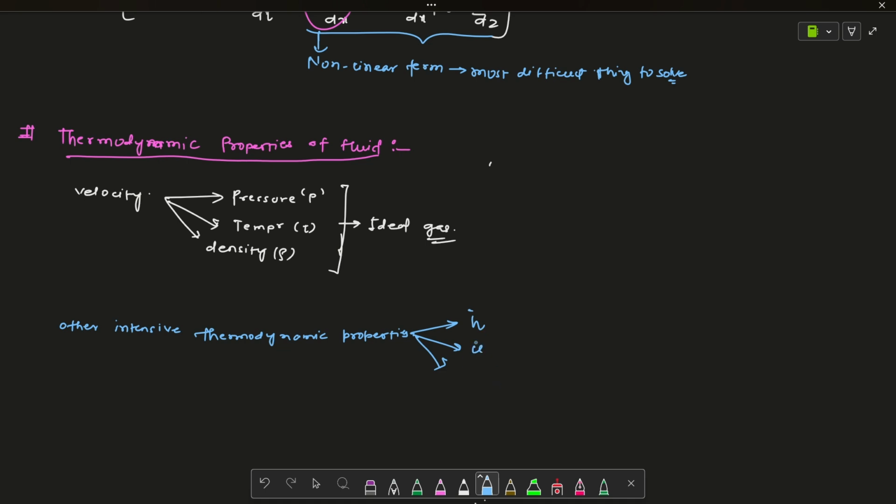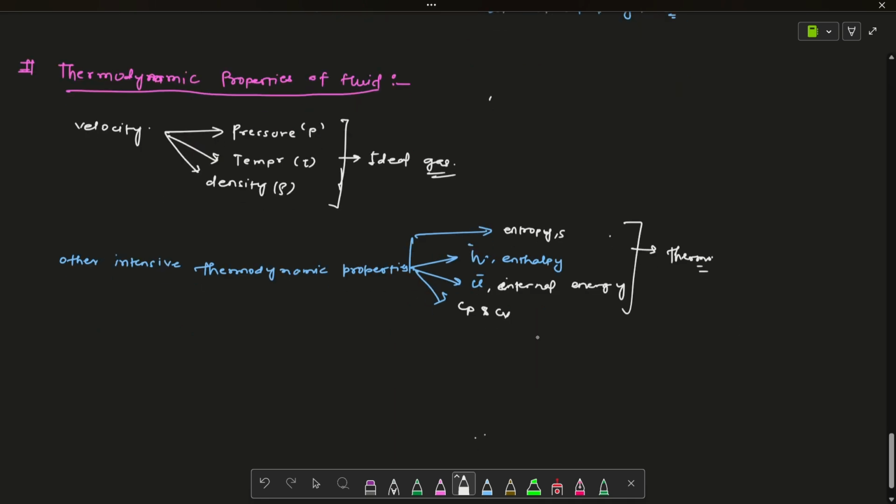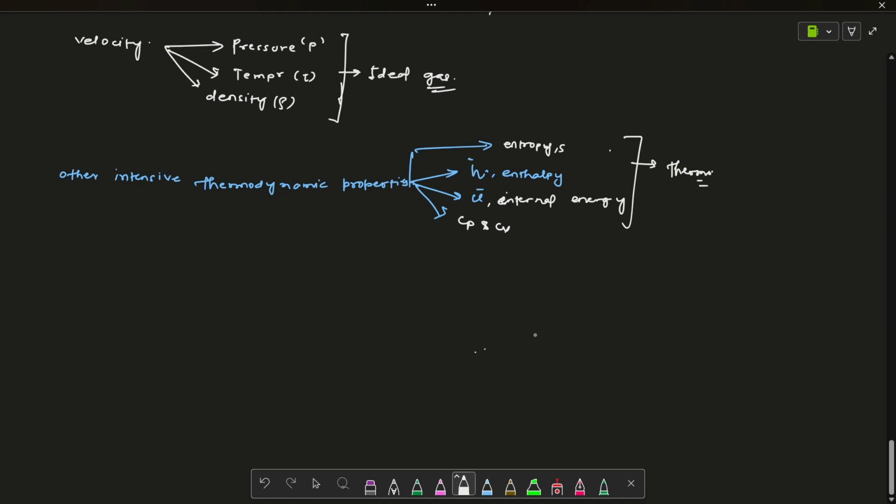Sorry, H is the enthalpy and U is the internal energy, then entropy, and specific heats, the Cp and Cv. You will study these in your thermodynamics course, so no need to worry about them here. We will discuss them a little bit and use them in the fluid subject also, but only nominally.